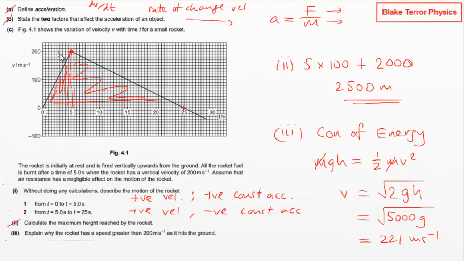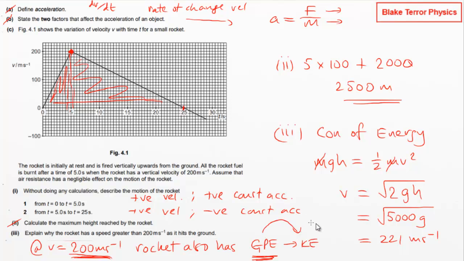I mean, you could say here maybe when it's got, so at v equals 200 meters per second, the rocket also has GPE. That's where it's coming from. You see, it's easy to forget about that gravitational potential energy at that point. And then that has to go into kinetic energy. So you can either do the calculation, or you can just say this, that you've got that kinetic energy plus some GPE, and that GPE is then added in to create an even greater kinetic energy.